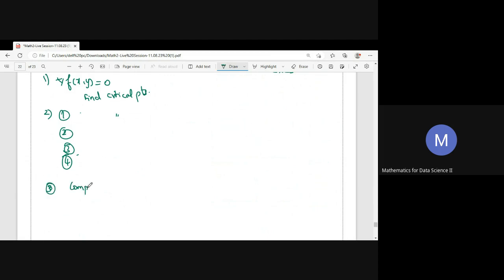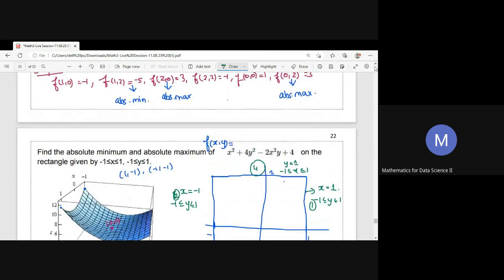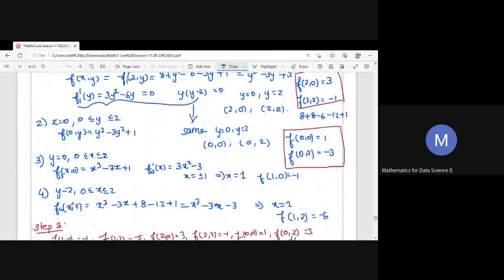compare the evaluated function values. Okay, these steps are clear to you from the previous problem, right? What you have to do is clear for you, all right? Yes or no? Is it clear?